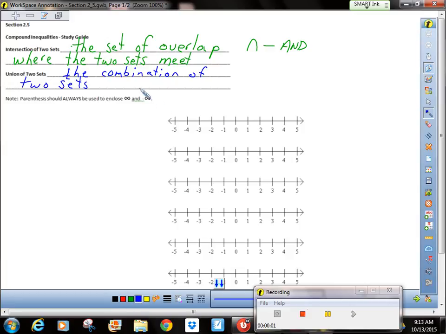The symbol for union is U, and the word that we use for union is "or." Okay? So, "and" is a U shaped this way, "or" is shaped this way.